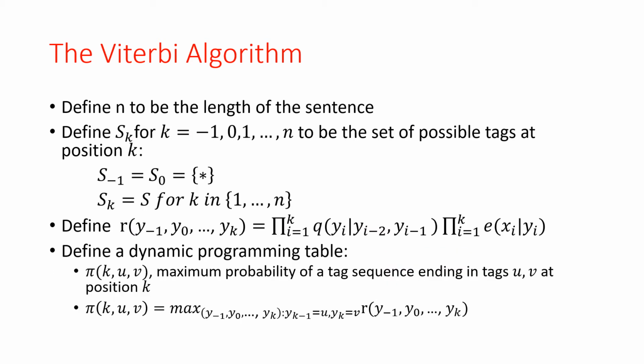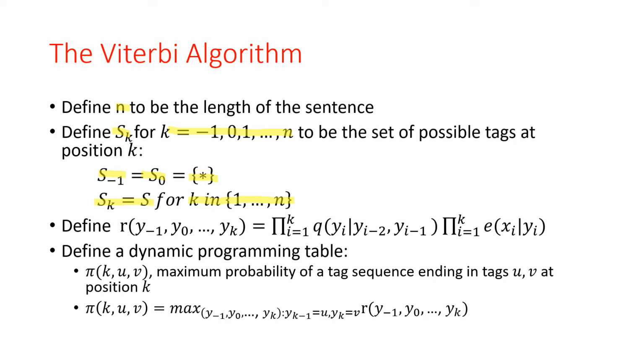The Viterbi algorithm defines n to be the length of the sequence, and then it defines S_k, for k equal to -1, 0, 1 up to n, to be the set of possible tags at position k. So we have set S_-1 equal to set S_0, which is basically the set with only the star element in it. And then for the rest of the k's, k from 1 up to n, we have S_k equals S, which is the set of our tags.